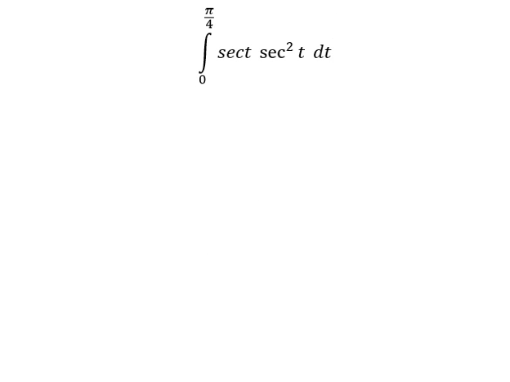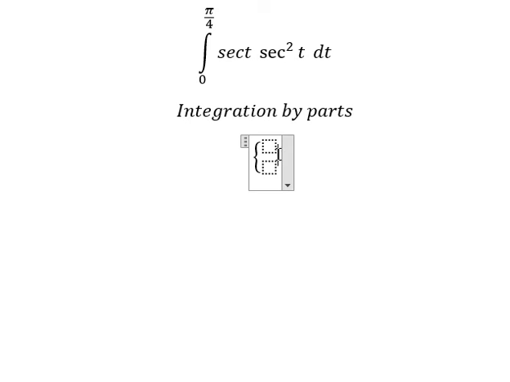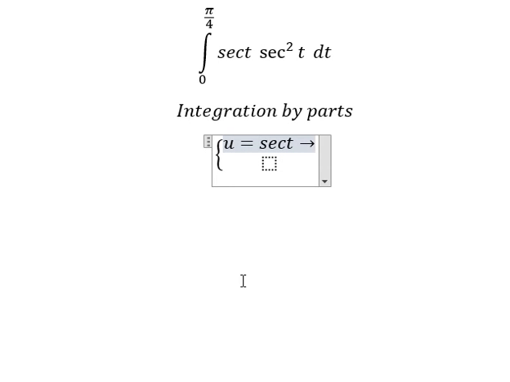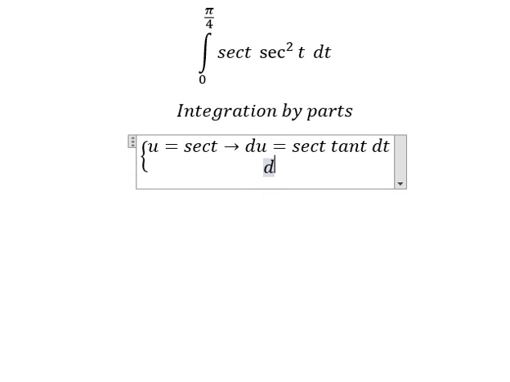Next, we can use integration by parts. So I will put u equals secant of t. Later we first take the derivative of both sides. We have secant of t tan t dt. dv we have secant of t squared dt. The integration of this one, we have v equals tan t.